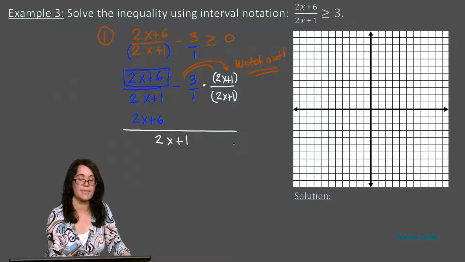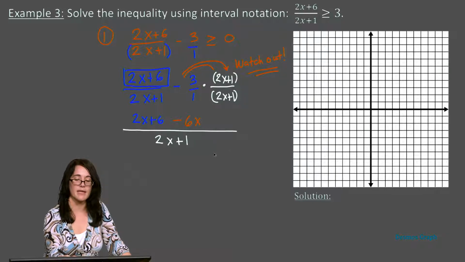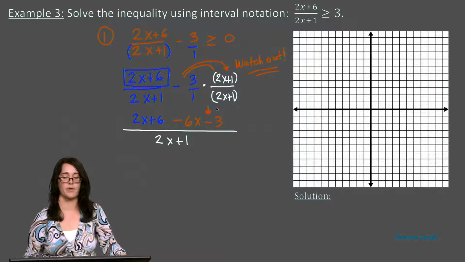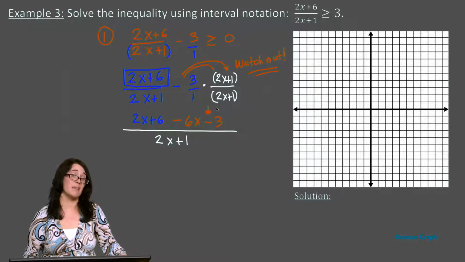So let's see what we get. -3 times 2, that's -6. -3 times 1 is -3. I forgot my x though, that's important. So I have -6x, and then I have a -3. So this is again the sign that most students miss. Okay. Once you have that, you can combine your like terms.